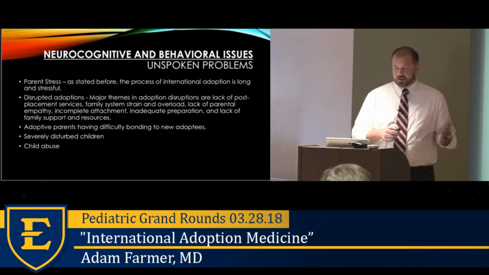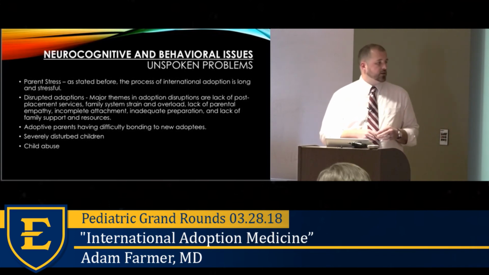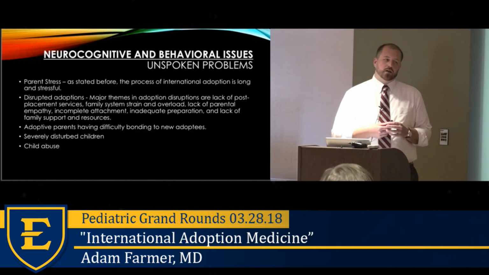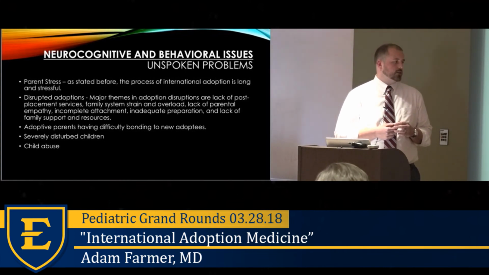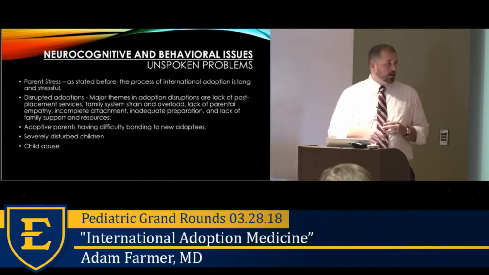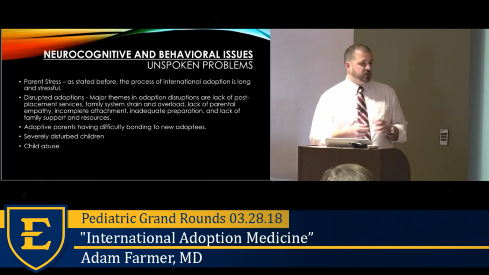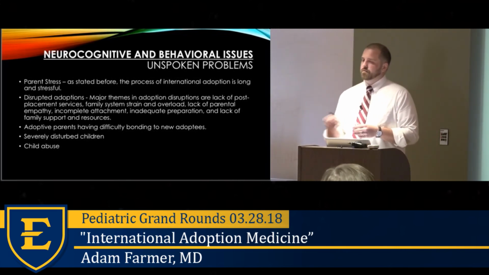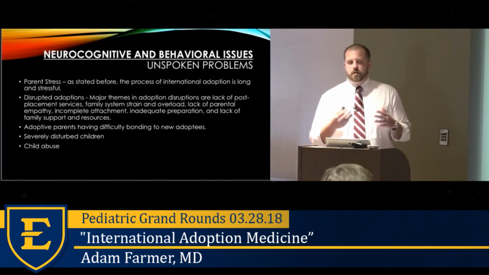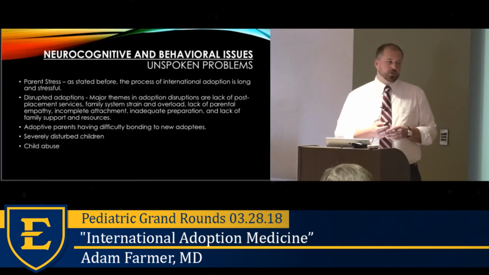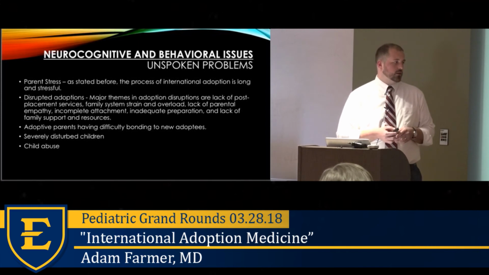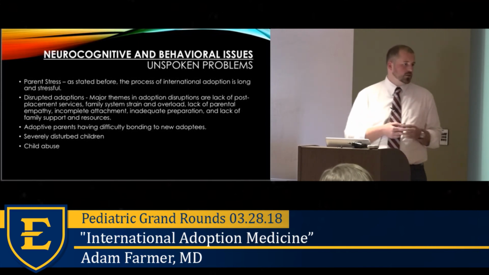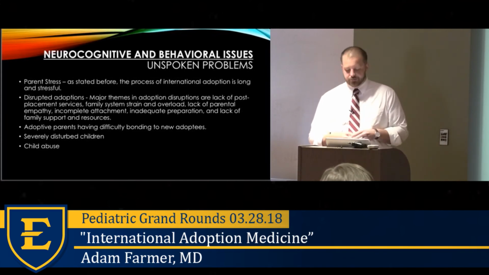There's also the issue of very severely disturbed children, most likely coming from orphanages in very dire, very low resource countries. And then also, there have been reports of child abuse. It seems unthinkable that a parent would go through such a difficult process to adopt a child, and then potentially abuse them. But there are reports of children unfortunately going through physical and sexual abuse after they've been adopted.